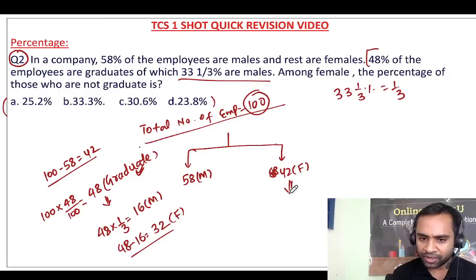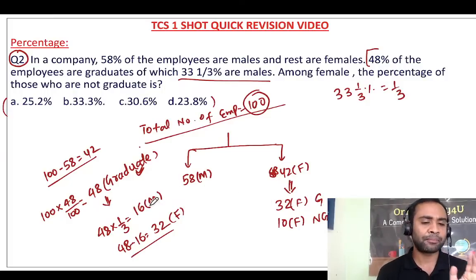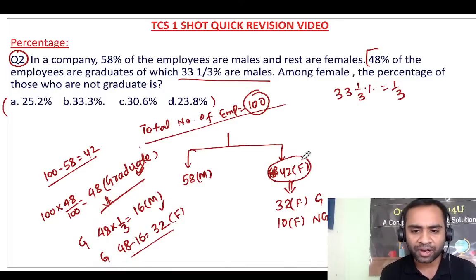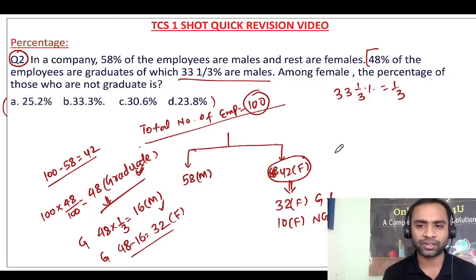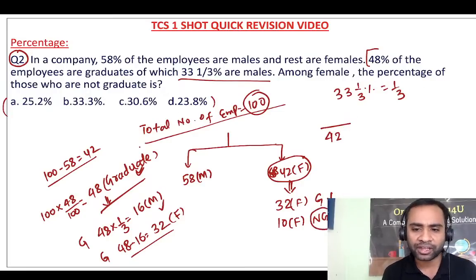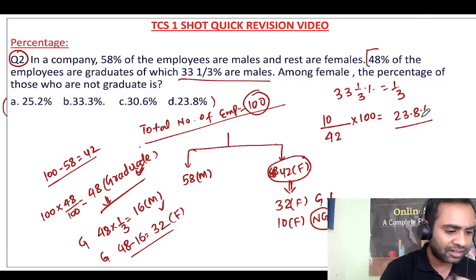Out of 42 female, 32 female are graduate, and the remaining is 10, so 10 female will be non-graduate. They said, my dear friends, total 48 is graduate. Out of that, 33 1/3 percentage, that means 16 male are graduate and 32 female are graduate. Total number of female was 42, 32 graduate, 10 not graduate. Now they are asking among female, so the total number of female is 42, and the percentage of those who are not graduate is only 10, into 100. Now if you solve, you will get 23.8 percentage. Now is it clear for everyone?